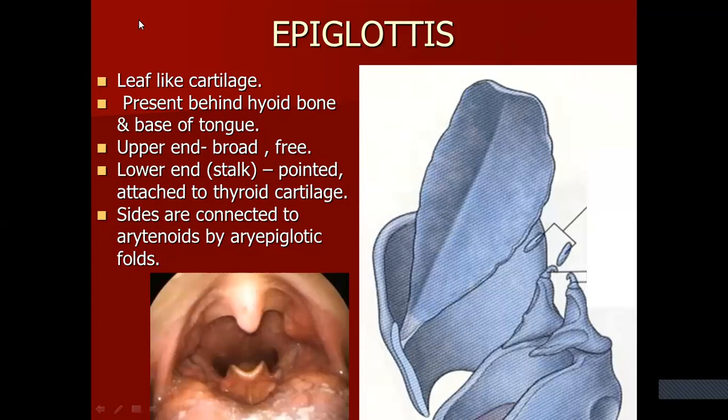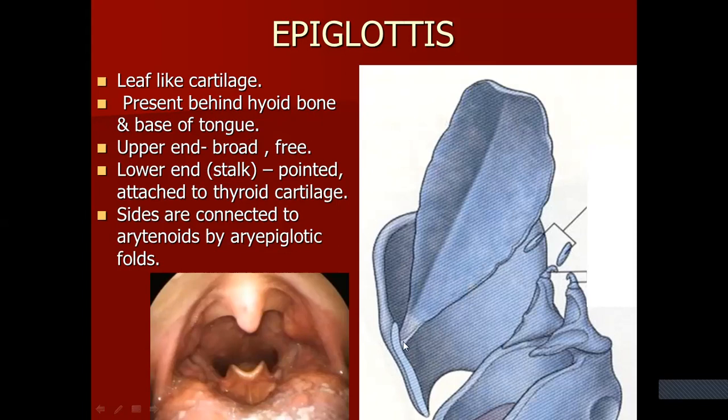This leaf-like cartilage is present behind the hyoid bone and the base of the tongue. So the tongue we can make out in this figure at the base of the tongue and behind the hyoid bone. Upper end is broad and free, lower end is narrow. It is pointed, attached to the thyroid cartilage. Okay, lower end is attached to the thyroid cartilage. Sides are connected to the arytenoids by aryepiglottic folds. The sides of the epiglottic cartilage are connected to the arytenoids by aryepiglottic folds.